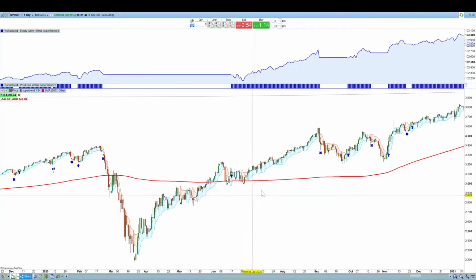Here we're talking about the SuperTrend Indicator. This is the price chart, and a SuperTrend Indicator with parameters 1 and 24. And here we've got the simple moving average 200. They're the only two indicators we need to execute this strategy.